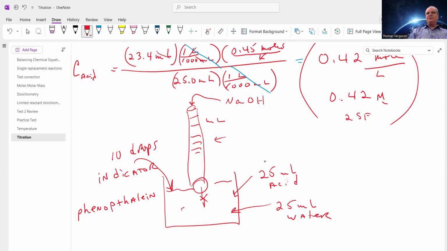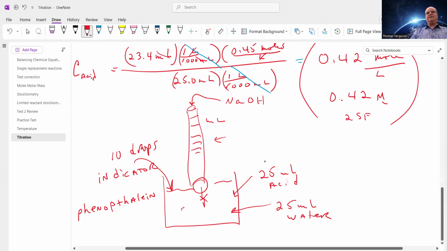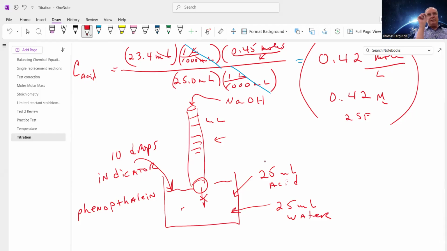Now you don't have to start at 0, you can start at 1 or 2. Let's say we started at 2 milliliters rather than 0. And we go down, and it took 23 milliliters on the burette reading to neutralize the acid. We have to subtract now 2 from the 23.